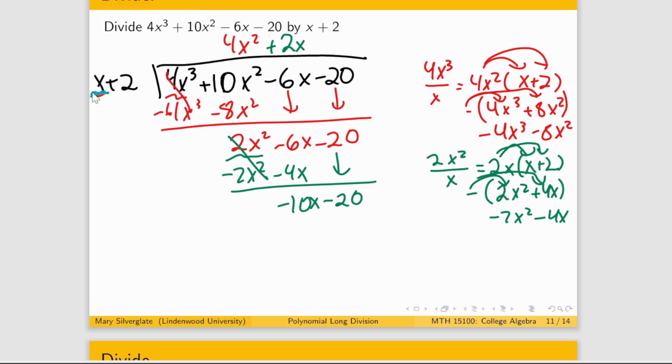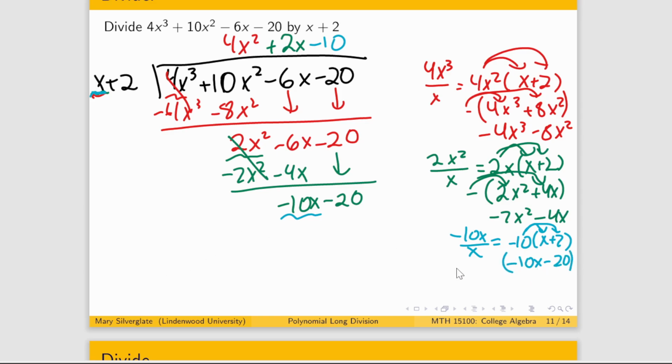Last step, I want to figure out x times what gives us negative 10x, which I can explicitly divide to the side. Negative 10x divided by x is negative 10. And then I want to distribute multiplying that by x plus 2. Negative 10 times x is negative 10x. Negative 10x times 2 is minus 20.